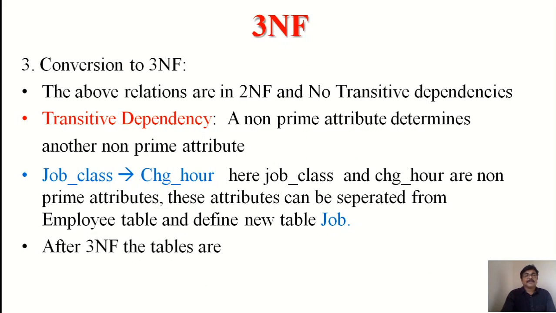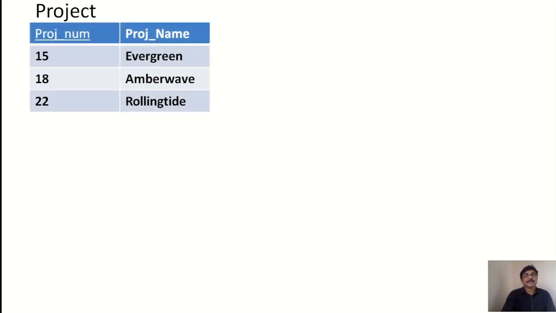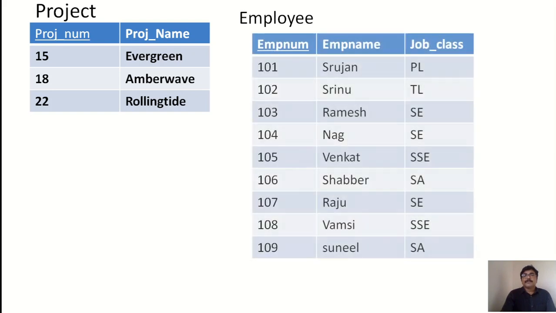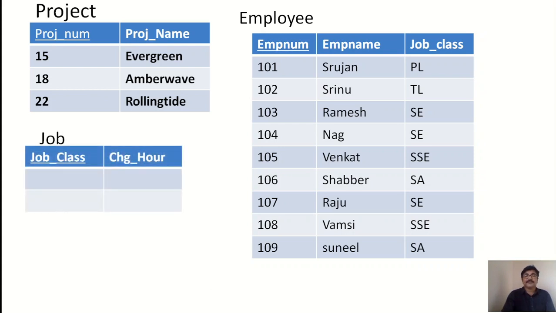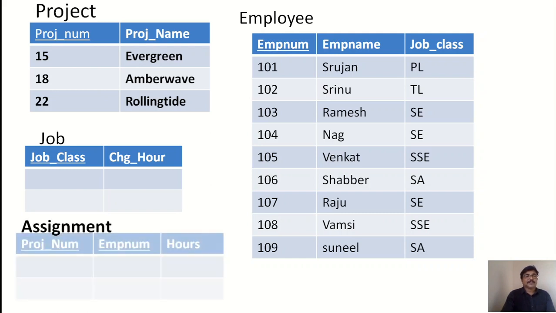After third normal form, the tables are shown here. The first one is project, already defined previously, with project number and project name. Then employee, with employee number, employee name, job class. And the next one is job. Here we have job class and charges per hour. And finally assignment. In assignment we have the project number plus employee number plus hours. So after completion of third normal form, we have separated job class and charges per hour into a separate table called job.